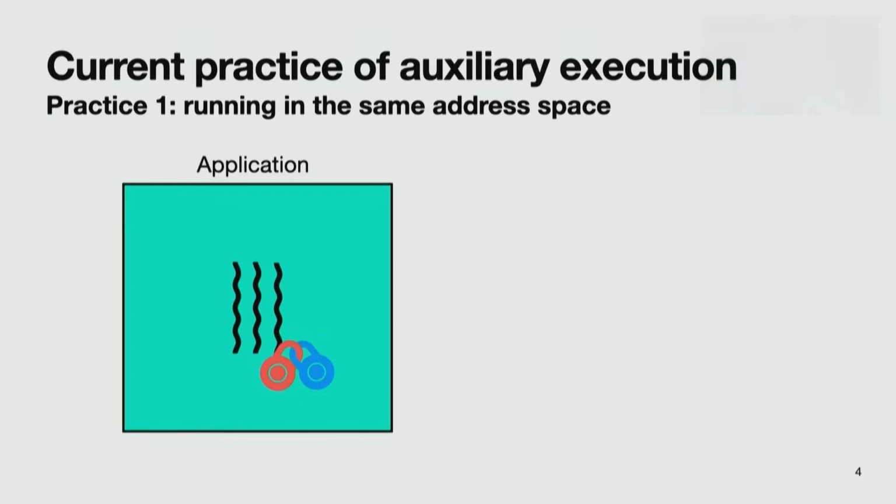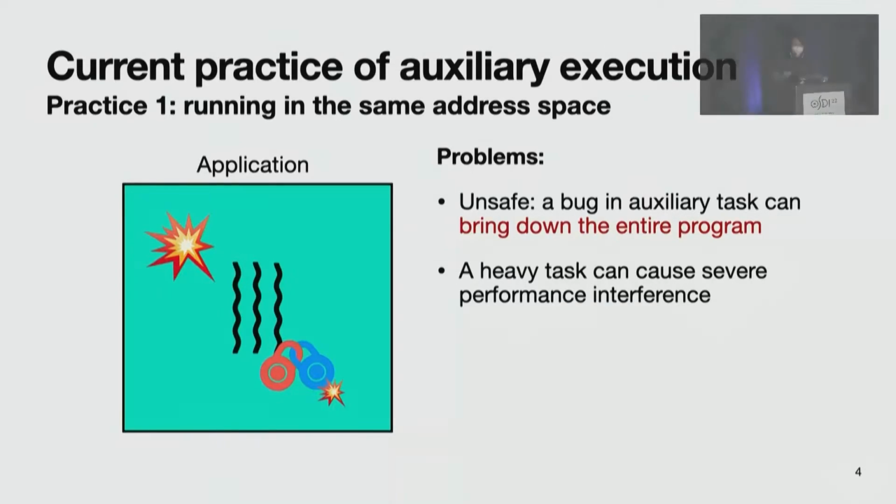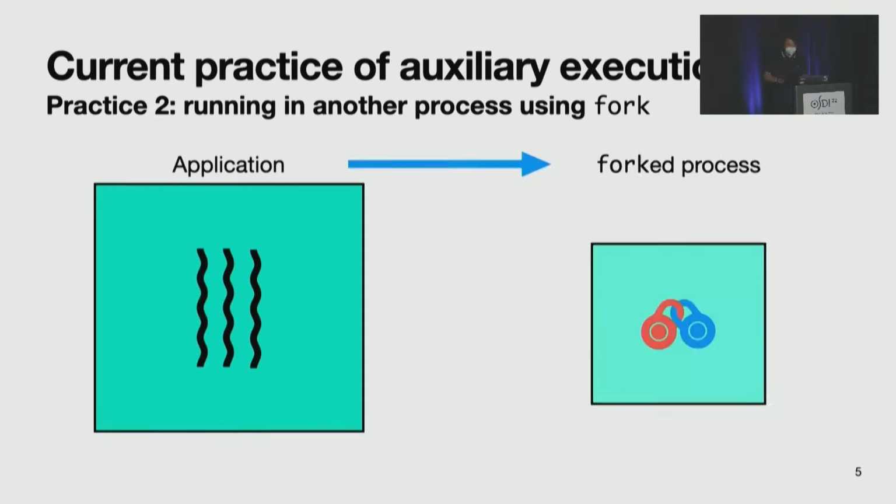Currently, most auxiliary tasks are running with the main program in the same address space, and that brings safety issues. A bug in the auxiliary task could result in the whole process crashing. A heavy task could also incur severe performance interference. Therefore, although the auxiliary tasks are designed for improving reliability and performance, they can paradoxically harm the application's reliability and performance.